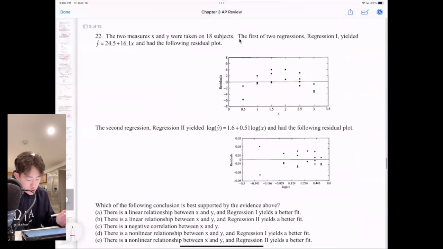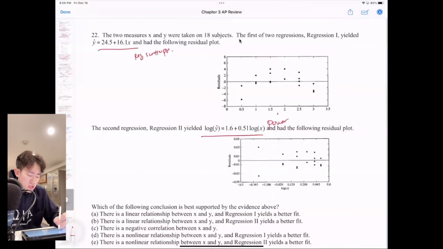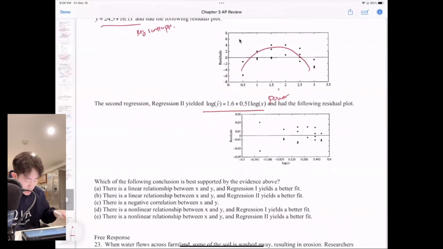All right, number 22. We're doing the same thing. Second regression, this one is power. And this one, it's basically the regular scatter plot, because there's no logarithms taken anywhere. But what is that? So then how would that yield the result? This is a pattern. So there is not a linear relationship between x and y. So there's a nonlinear relationship. That's what you want to go for.